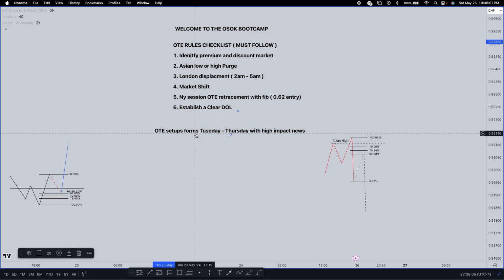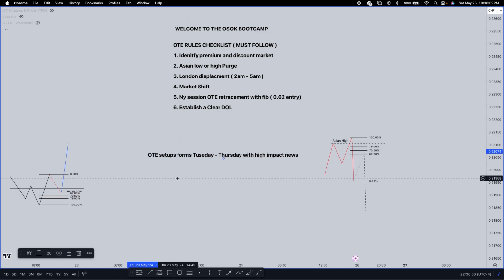All right, so for here, like I say, guys, the OTE setups, they form every Tuesday through Thursday. So Tuesday through Thursday, you should be expecting the OTE to form on either the USD pairs or any cross pairs like GBP CAD or Euro CAD. Like I say, we will go more in detail about which pairs to trade. So once again, the OTE setups form Tuesday through Thursday with high impact news.